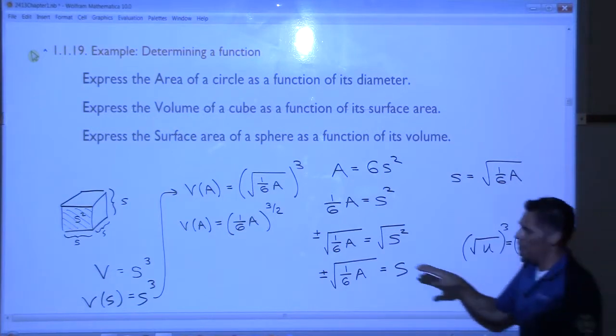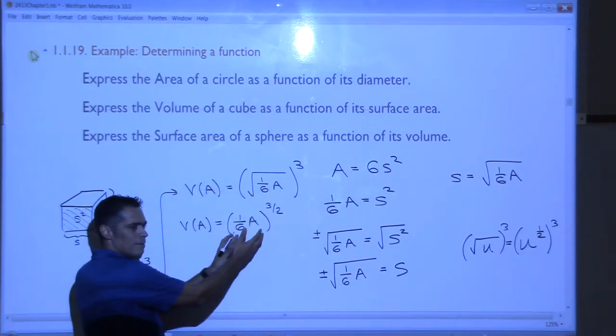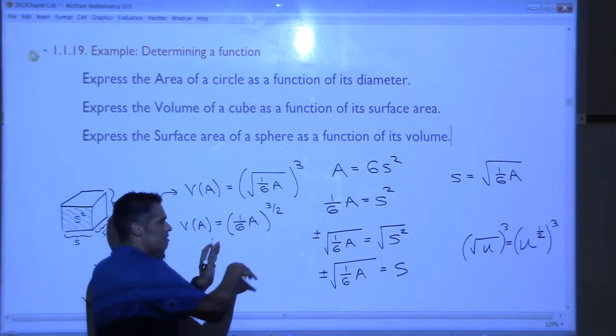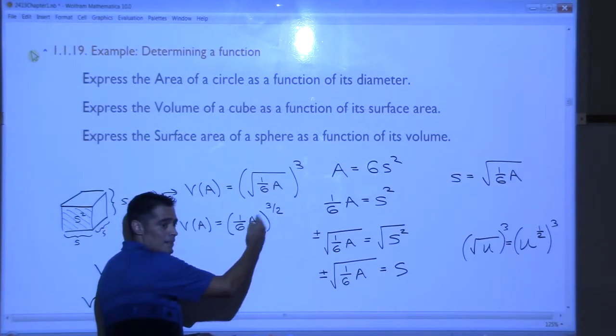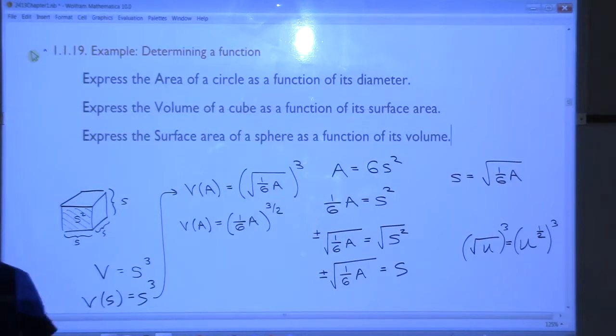Okay, so this would be kind of like the calculus way of writing it, because anytime you have roots in calculus, we try and get them to be rational exponents instead of radicals. It just, again, will make our lives easier later on. Questions? We have expressed the volume of that cube as a function of its surface area.